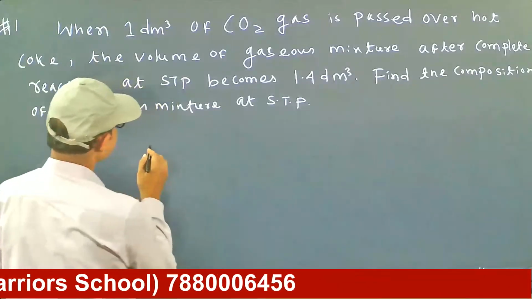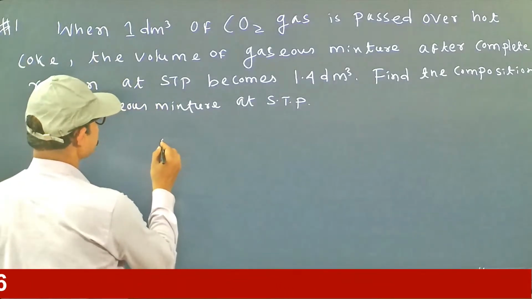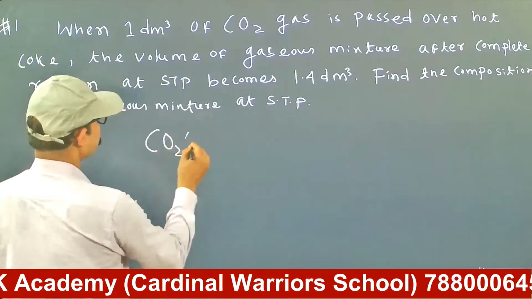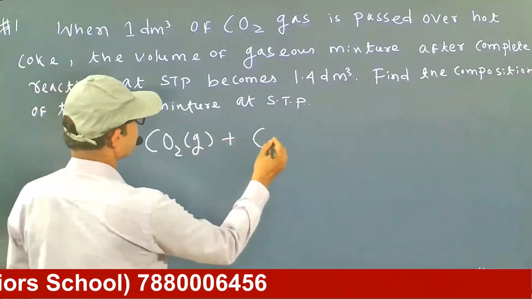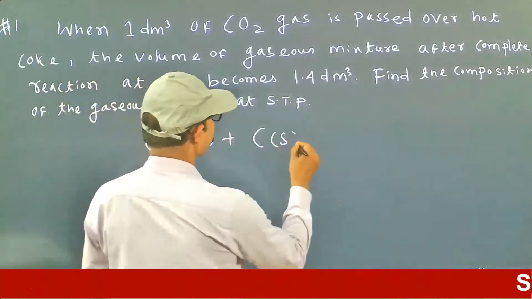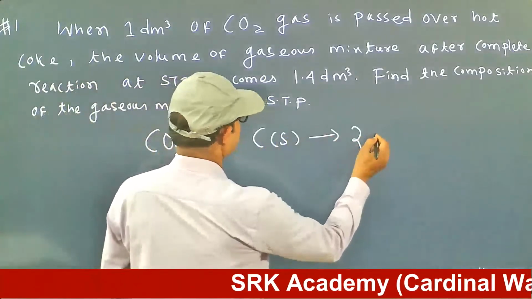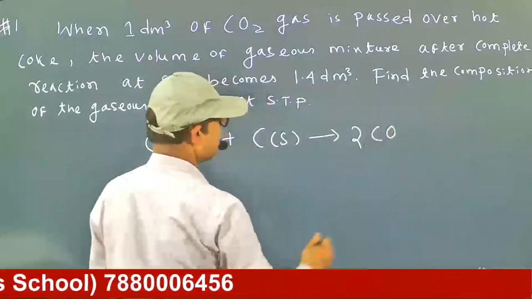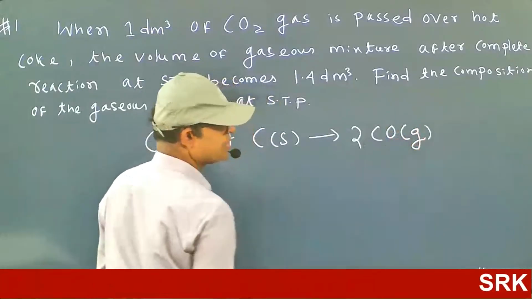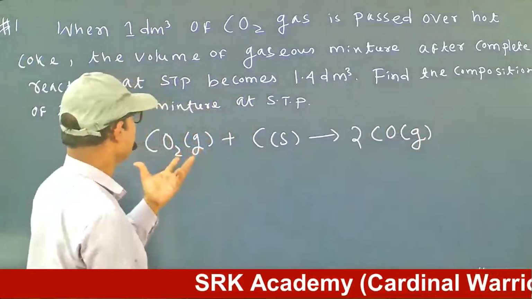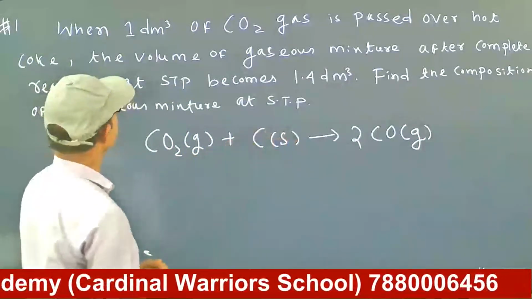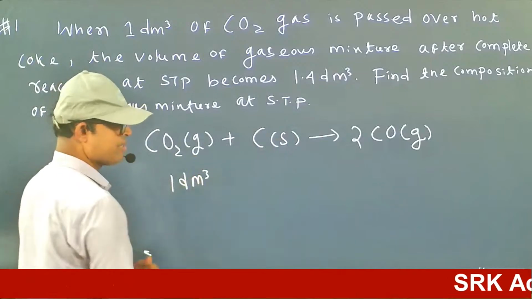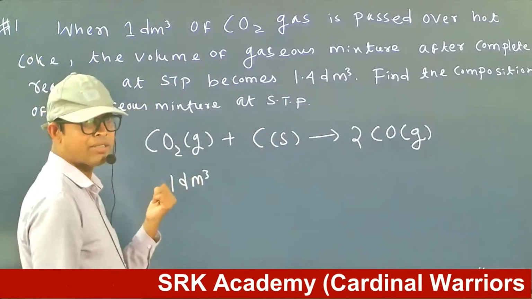So first you have to write the balanced chemical equation. So what is that balanced chemical equation? Carbon dioxide, CO2, in the gaseous form, reacts with coke. Coke is C, in the solid form. So what do you get there? You get 2CO, carbon monoxide, again in the gaseous form. Understood? Here carbon dioxide reacts with carbon. We have started with 1 decimeter cube of carbon dioxide.